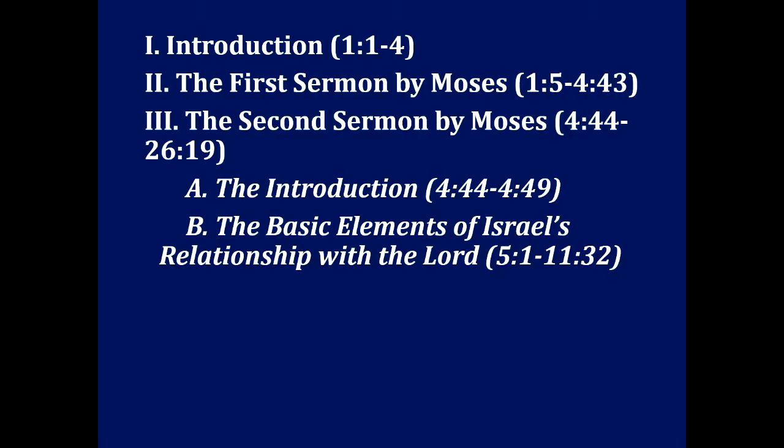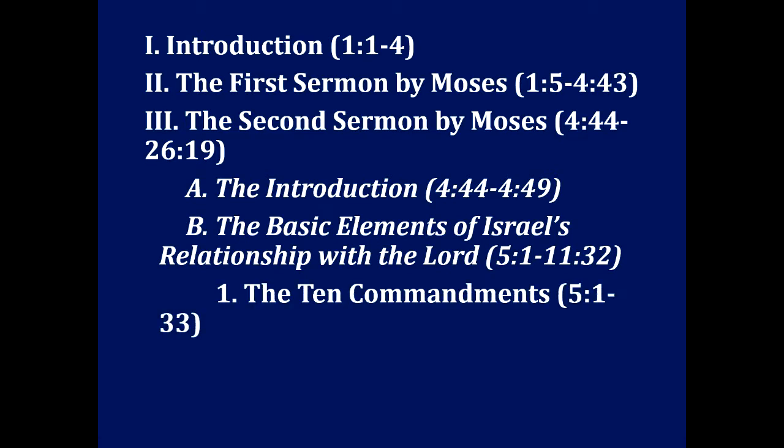And then we have basic elements of Israel's relationship with the Lord in 5:1 through 11:32, if you will. So we have the 10 Commandments given in chapter 5, and this is why it's interesting. You have this repetition, the 10 Commandments here in chapter 5. Starting in chapter 6, then we have an elaboration on these 10 Commandments. 6 through 11, elaboration on Commandment 1. Chapter 12, elaboration on Commandment 2. 13:1 through 14:21, elaboration on Commandment 3, and so on.